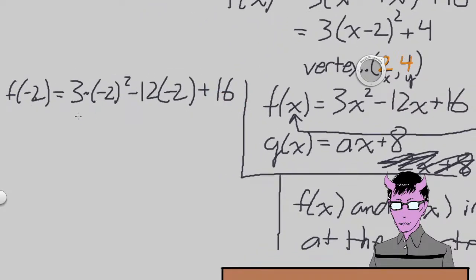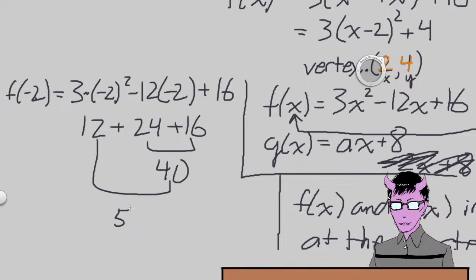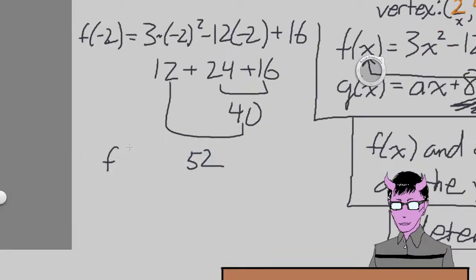It's not too terrible. So 4 times 3 is 12. And then this is plus 2 12s. That's a plus of 16. Hey, that's some nice numbers. This is going to be 40. That's going to be 52. So f of negative 2 is equal to 52.